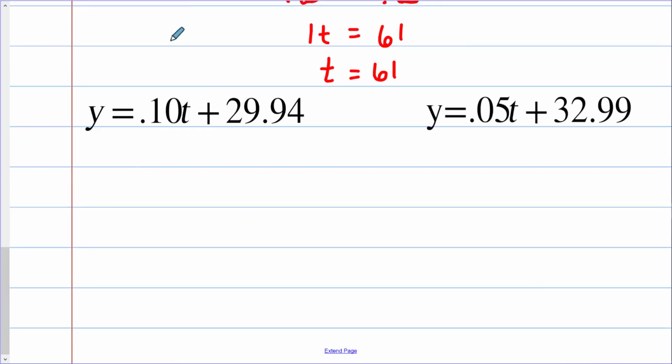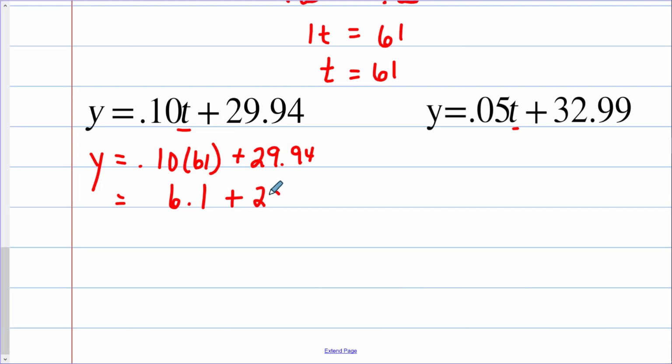Let's see what that amount would be. So what we're going to do is take 61 and plug it in for t on each one of these. So here, y is equal to 0.10 times 61 plus 29.94. That would give me 6.1 plus 29.94, which would give me a total of $36.04.